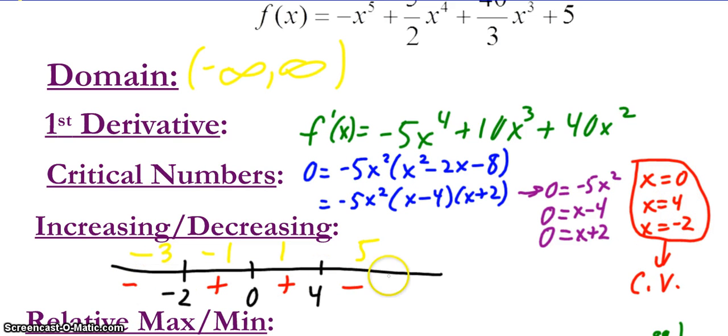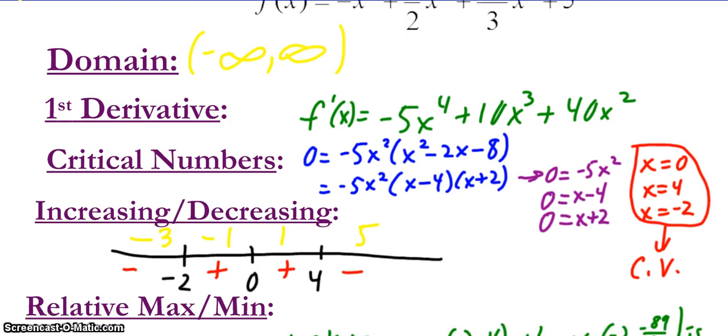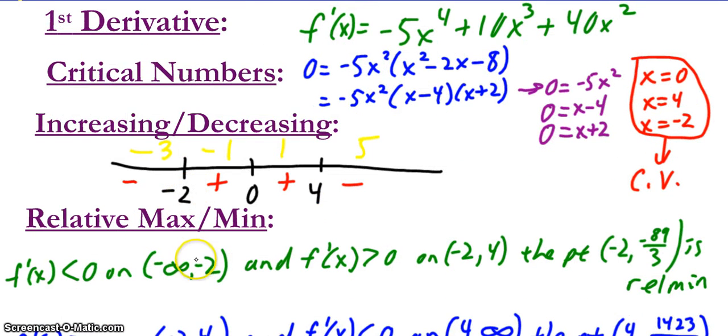So I do my first derivative test. To the left of -2, I chose -3. I plugged in -1 between -2 and 0. I plugged in 1 between 0 and 4. And I plugged in 5 to the right of 4. So I got negative, positive, positive, negative. So at 0, although it was a critical value, it is not a relative minimum or a maximum. So I can see that at -2, I have a relative minimum. At 4, I have a relative maximum.